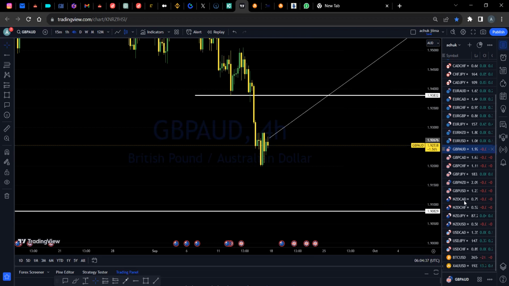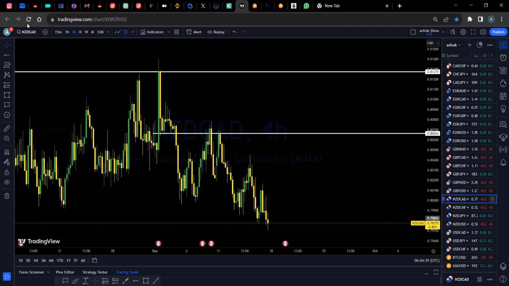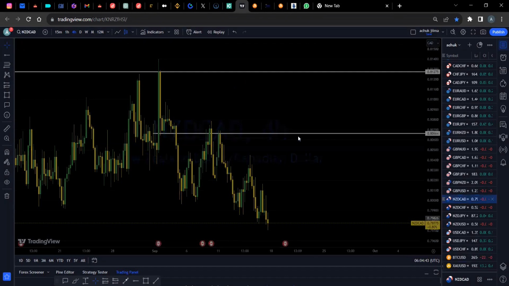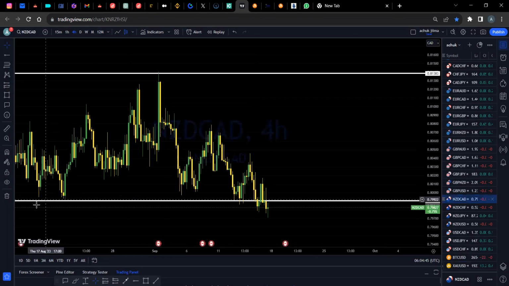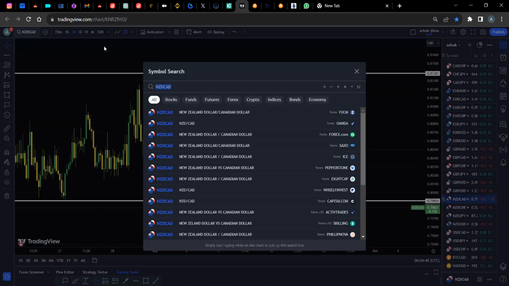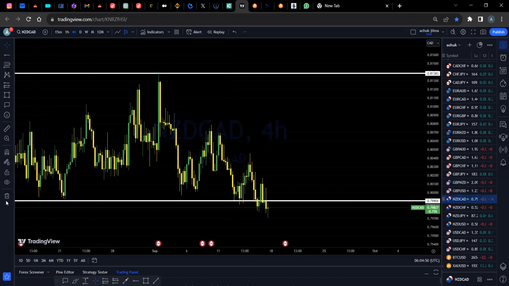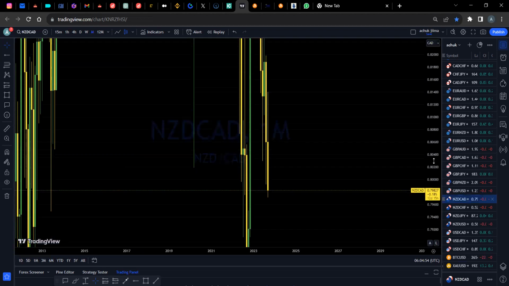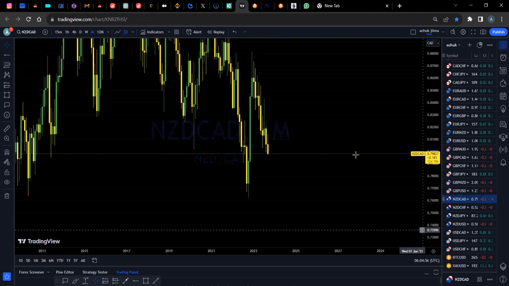So for that case, let me just pick NCAD. So we need to look at NCAD: how is NCAD playing out on the bigger picture, and then how we can take some trading opportunities on the NCAD and capitalize to make some money throughout the week. So if I go again to my monthly chart, what do we have?